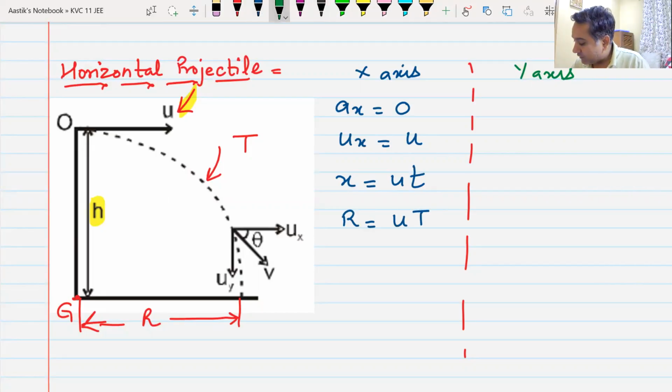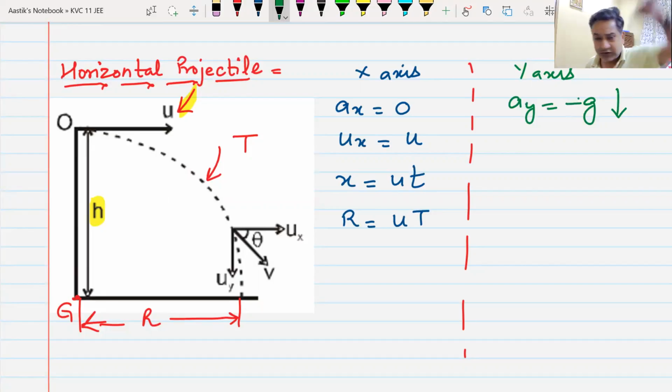Let us talk about the y-axis. Acceleration along y-axis is minus g. Why minus g? Because it is downwards. Yes or no? Initial velocity along y is 0 because it is shown horizontally.